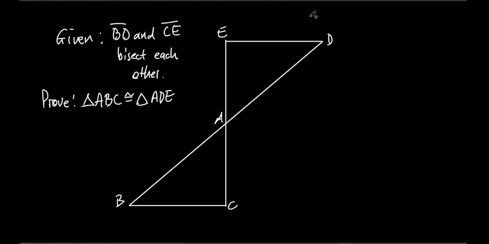They should tell you that, right? They didn't. They made a mistake, kind of. They tell you that they bisect each other, but they should tell you that angle B and D are equal to each other. All right?